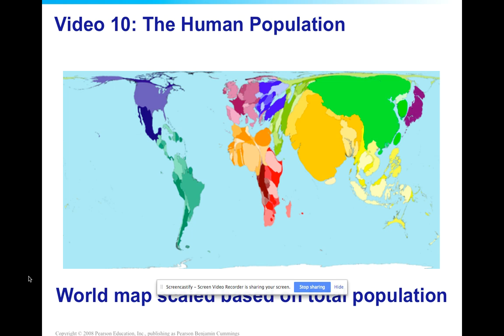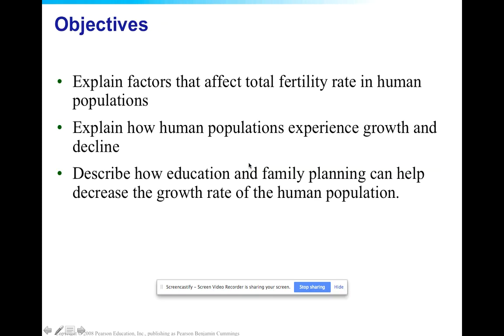So this graph shows you the human population if it were scaled based on the number of people instead of the land area. So hopefully the things that jump out to you are that China and India are very, very large because they have most of the people of the world. And then all the other places are kind of skinny because they represent much, much fewer people.